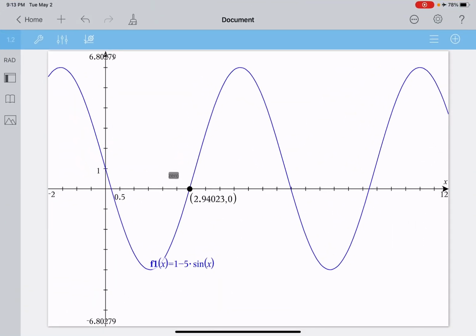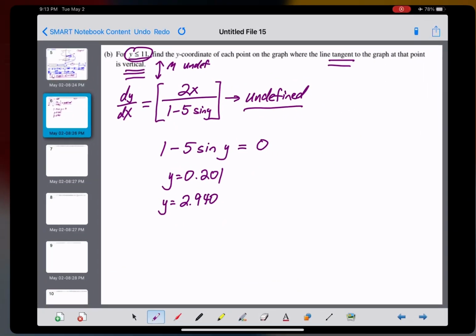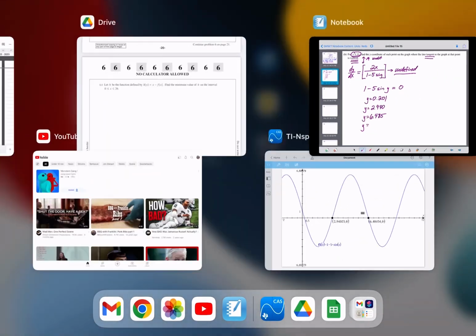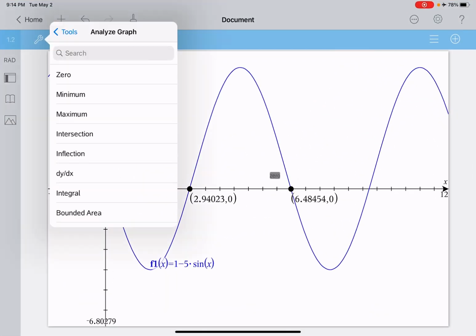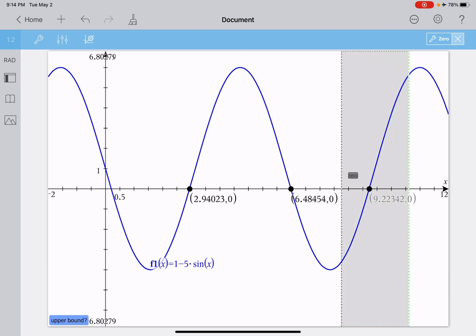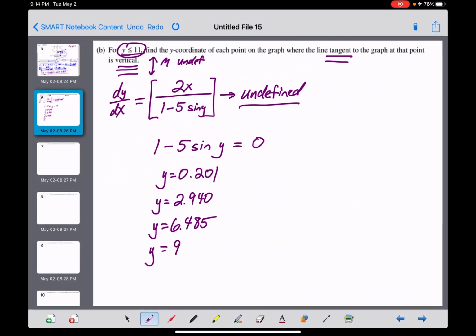Okay, a third one now. Let's do that same trick again, everybody. Let's find a zero. Now I'm looking at this third intersection right here. My lower bound would be about there, my upper bound about there, 6.485 if we were to round that. Okay, and then it looked like there was one more that we were going to be able to come up with here. So one more time, let's do a zero yet again. Lower bound over here, upper bound past that, 9.223.